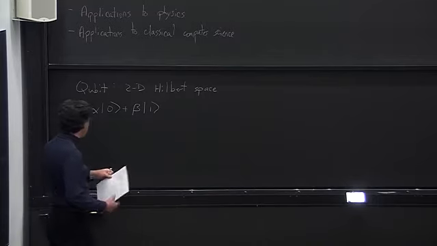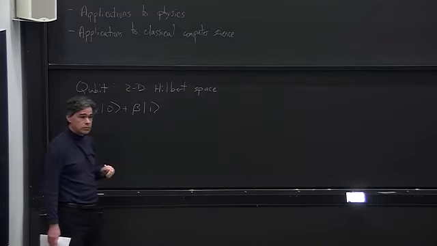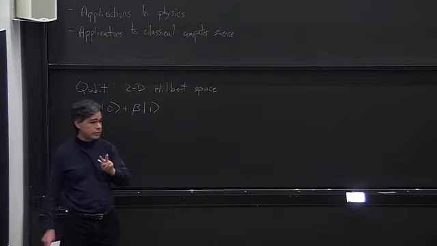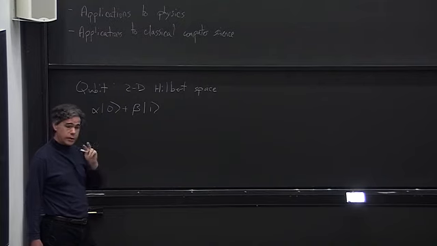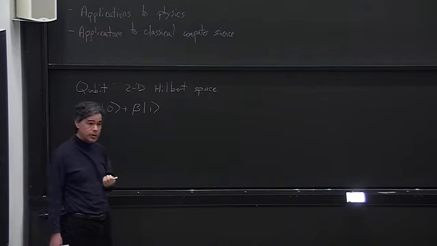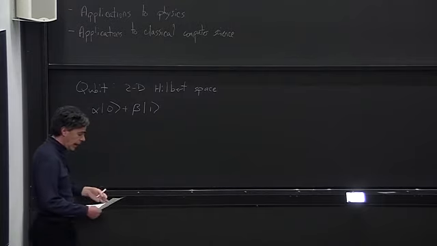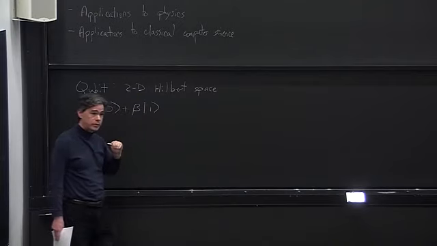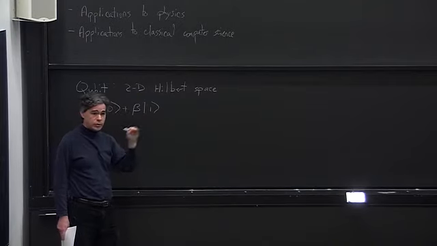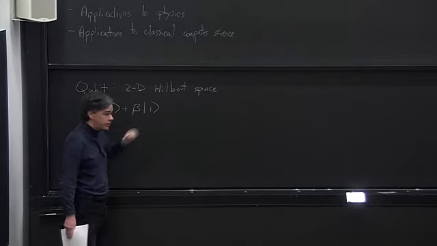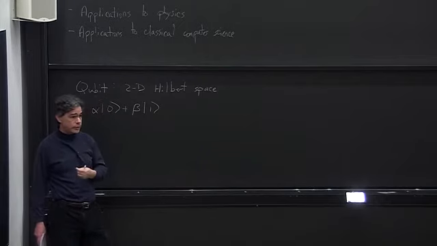OK, so a single qubit is a 2-dimensional Hilbert space. But what happens if you have 2 qubits? Well, that's going to be the tensor product of 2 2-dimensional Hilbert spaces. So it's a 4-dimensional Hilbert space. And if we have 2 classical bits, well, they could have 4 values, right? 0, 0, 0, 1, 1, 0, 1, 1. And so again, those will be the labels for the basis states of a 2-qubit system.